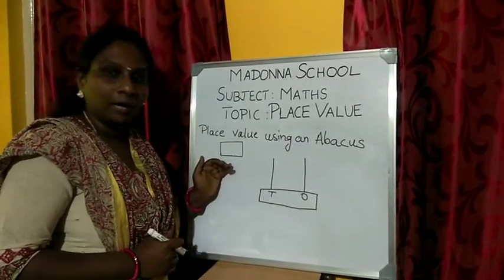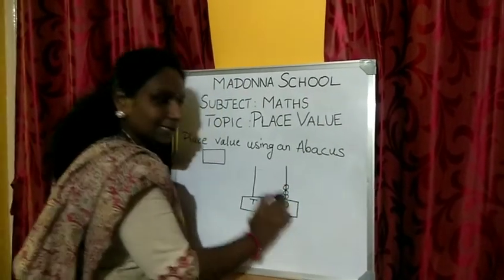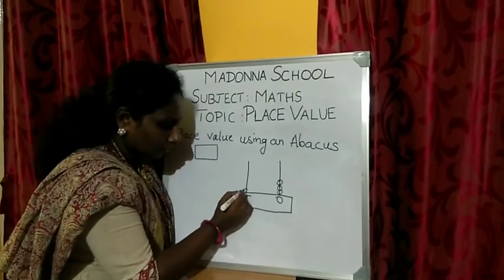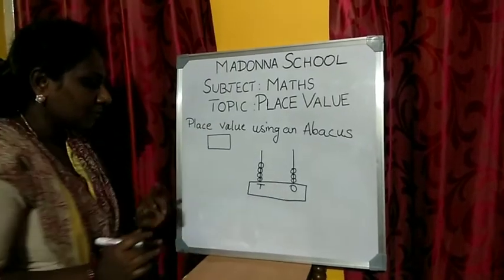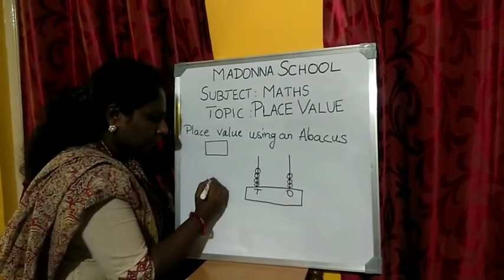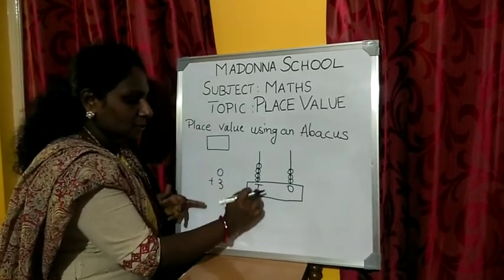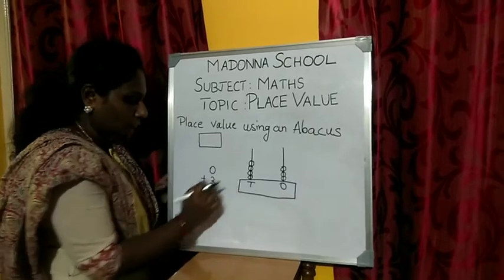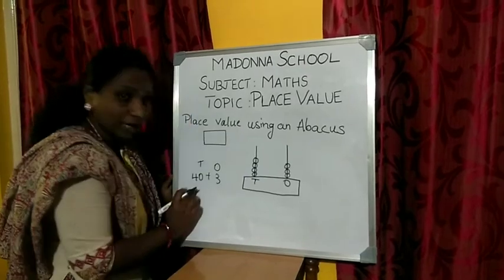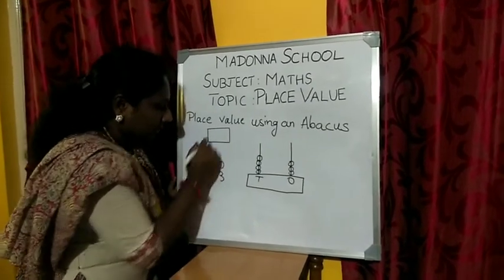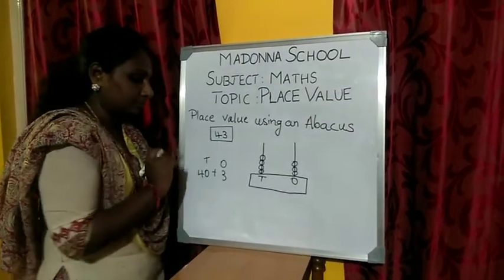We have to write the number. See, in ones place I am drawing 1, 2, 3 beads. In tens place, 1, 2, 3, 4 beads. So in ones place how many beads are there? 3. Plus in tens place how many beads are there? 1, 2, 3, 4. So it is not 4, it is 40. How should we write, children? 40. So 40 plus 3 is 43. So the number is 43.